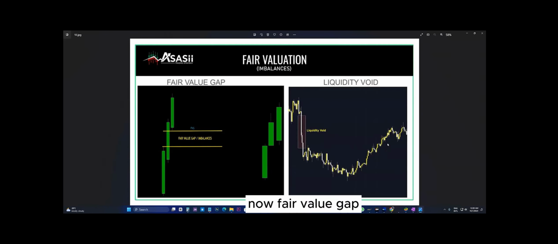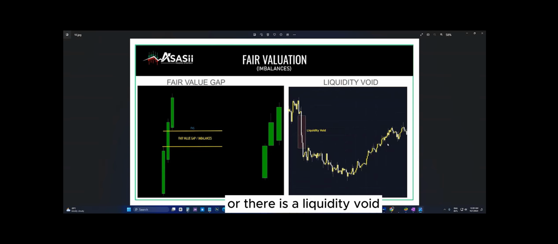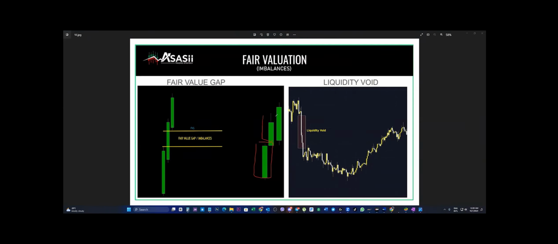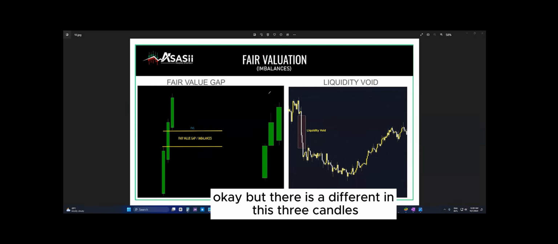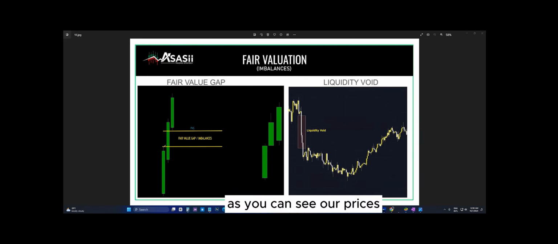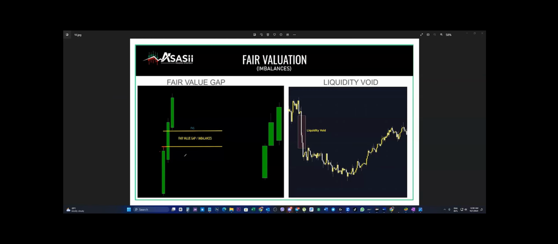Now, fair value gap. Sir, how do we know that there is an imbalance or a liquidity void? First, one clue is a big candle. Once there is a big candle, okay, but there is a difference in these three candles. As you can see, our price goes here. The price comes back here and closes here, and then created a new big candle.